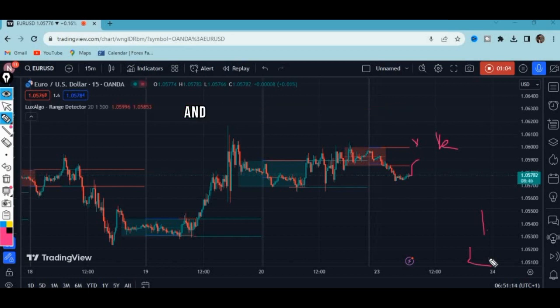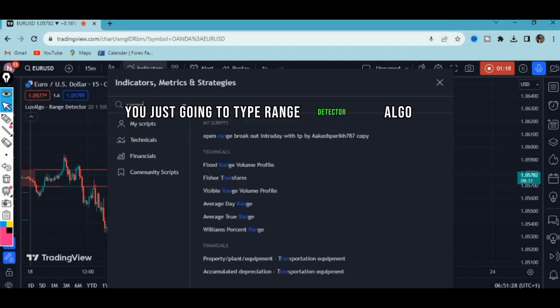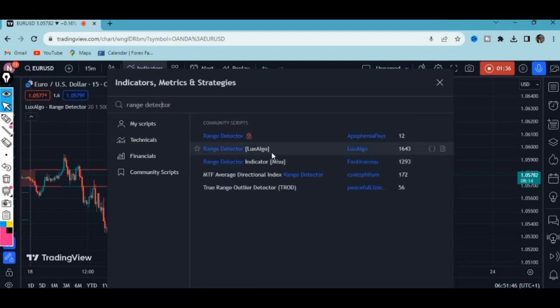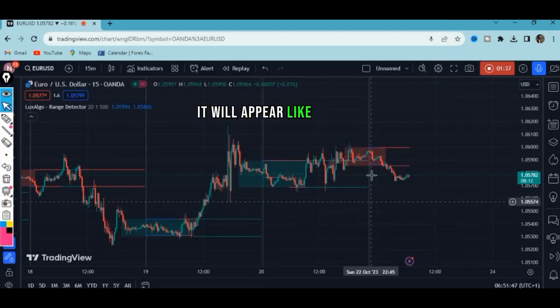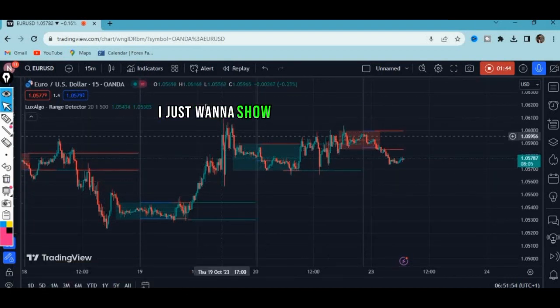That's a hint. To add the indicator, just click on the Indicators tab. Once you click on it, you're just going to type Range Detector Luxalgo and click on it. Once you click on it, it will appear like this right on the chart, and basically this is the indicator. I just want to show you how to use it.